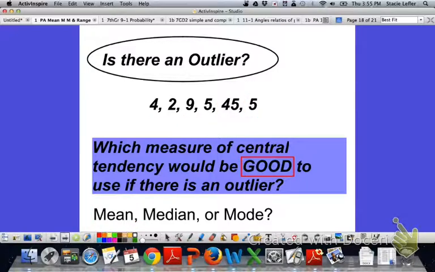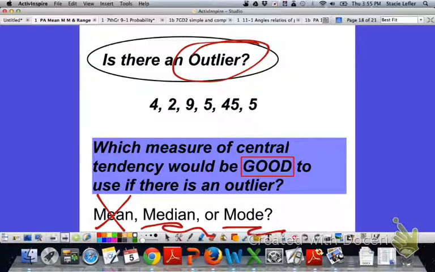So if you do find out that there's an outlier in the list, you probably don't want to use the mean. But it would be a good idea, a fair choice, if you use the median or the mode, because those are not going to change very much.